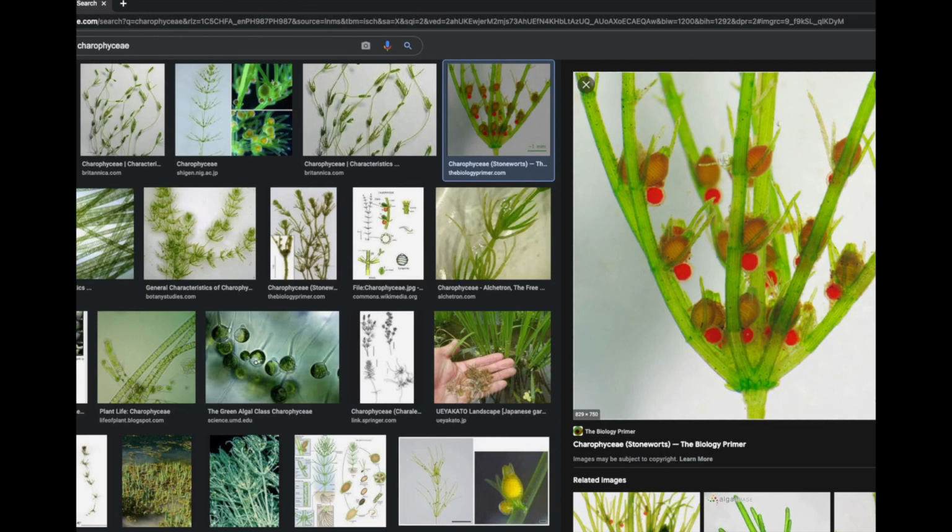But anyway, yeah, that's all for your division Chlorophyta, your Chlorophytes.